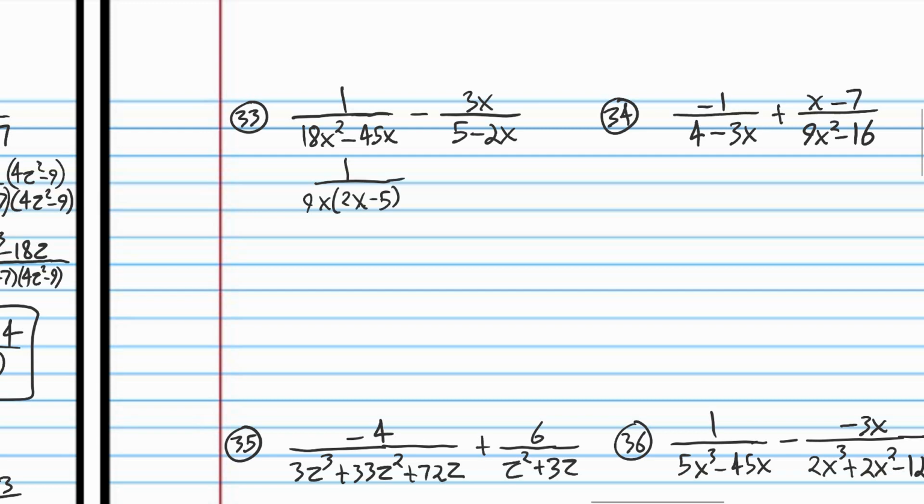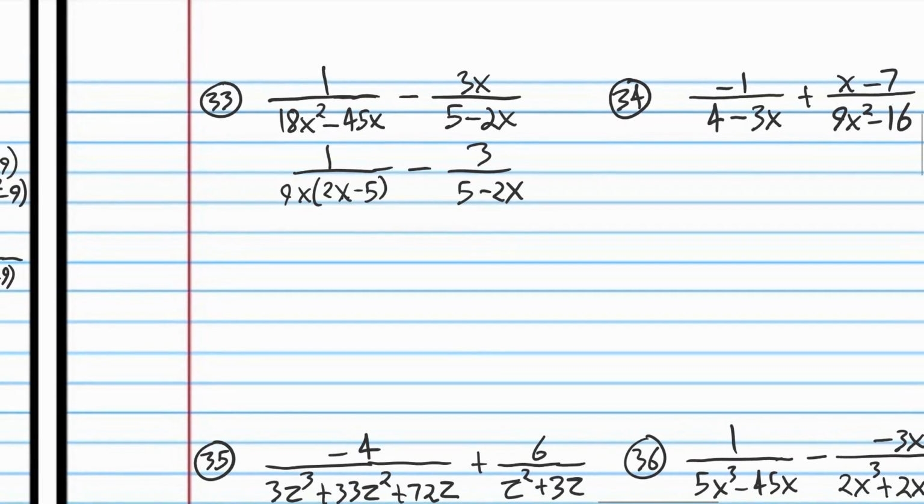And you can see the reason we have to use the -1 rule is that we have 2x here, but we have -2x here. Specifically 2x minus 5 here and 5 minus 2x there. So they're not like terms. So we're going to have to employ the -1 rule.